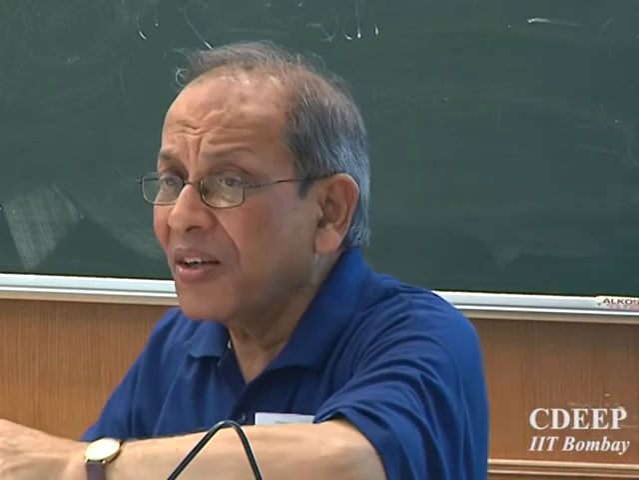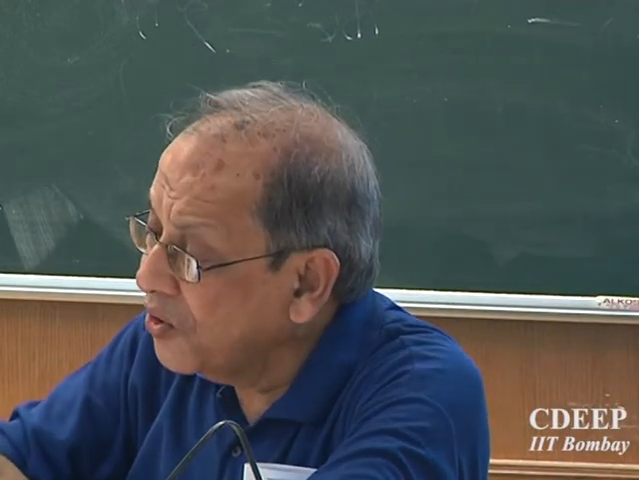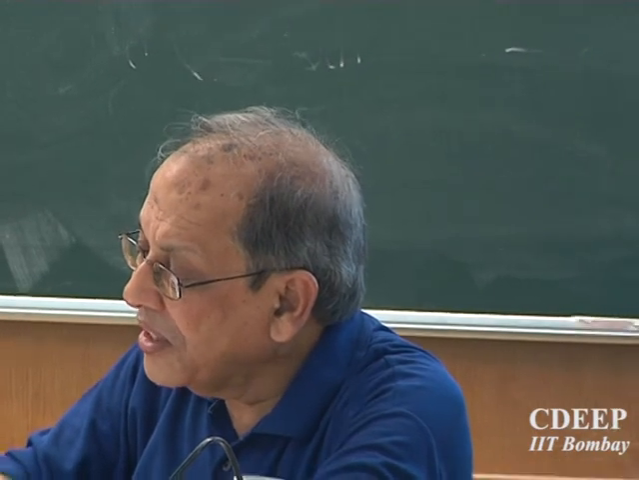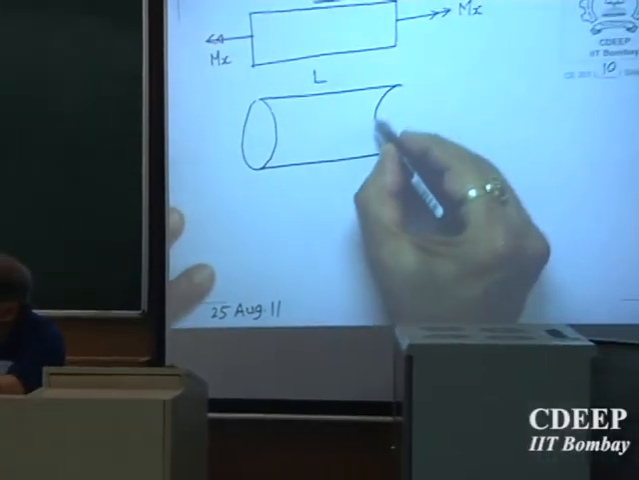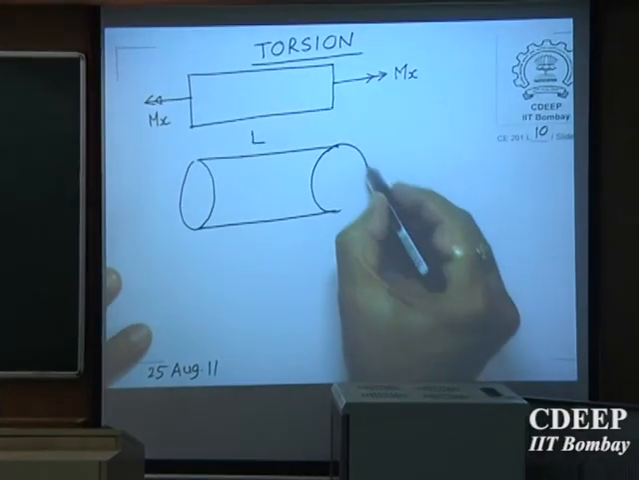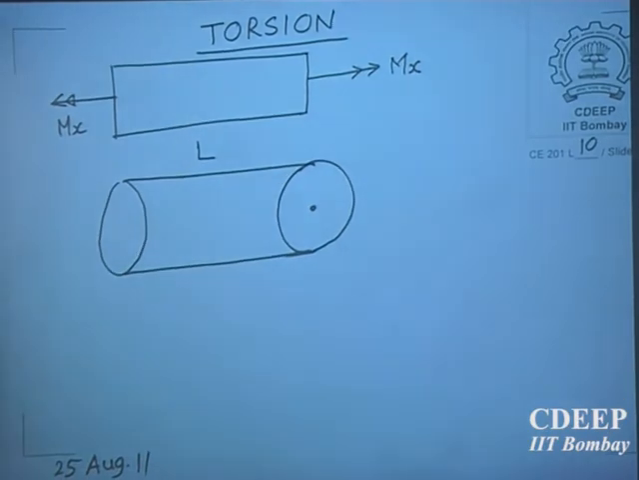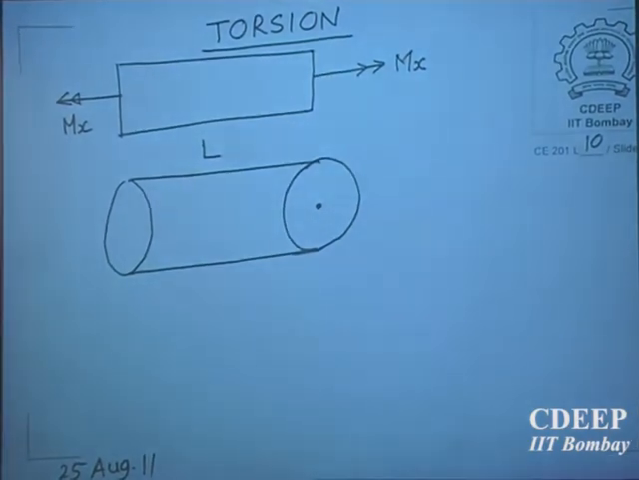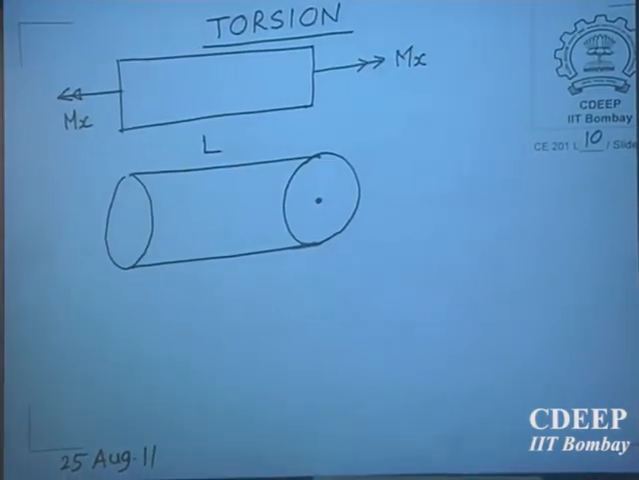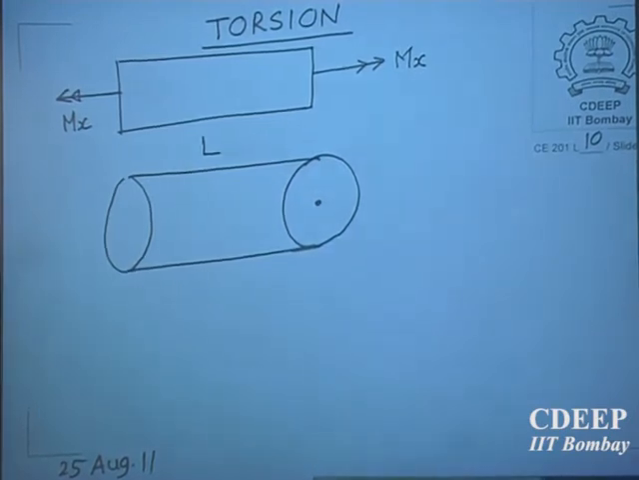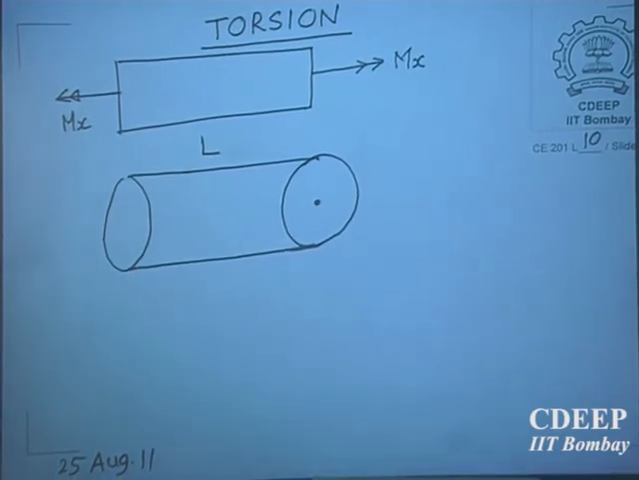So most of these cross sections are circular. For torque, we will consider the cross section to be circular, because if it is not circular, the theory or the understanding becomes a little complicated. It is not that easy. So in the first course, we will introduce torque of a circular cross section member.